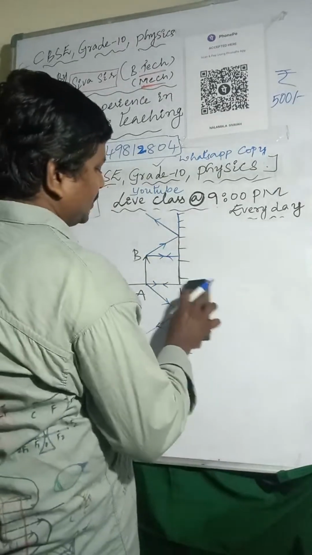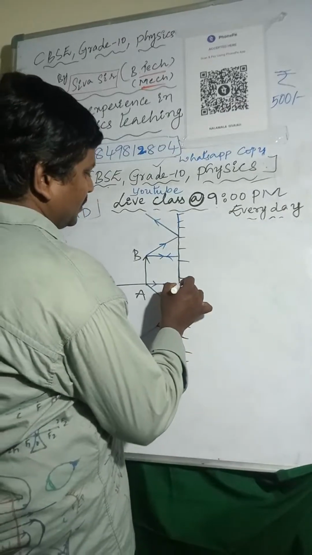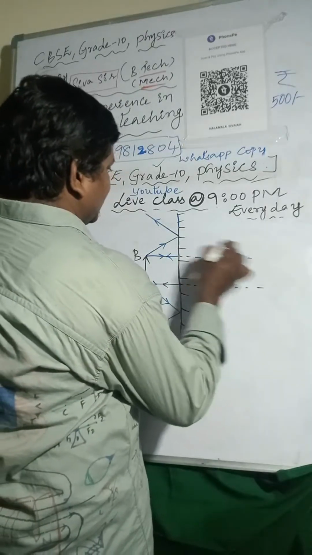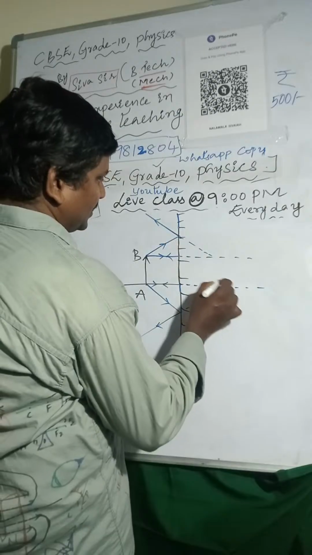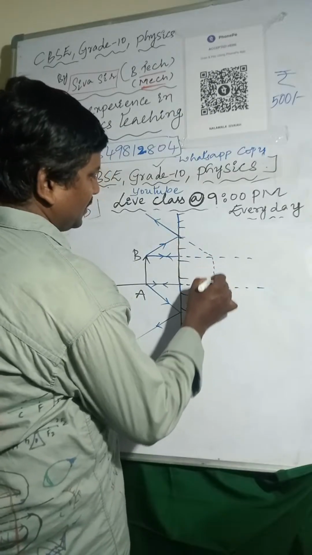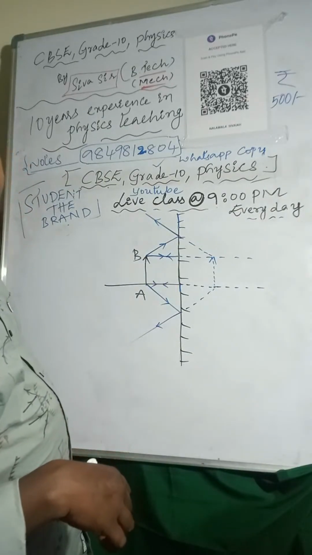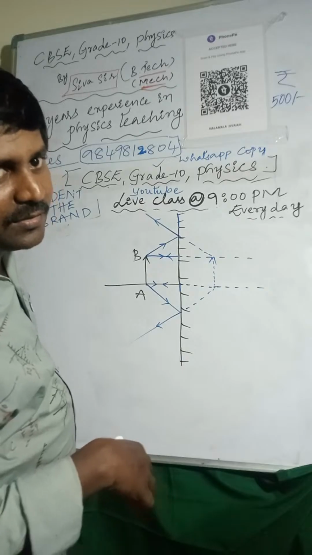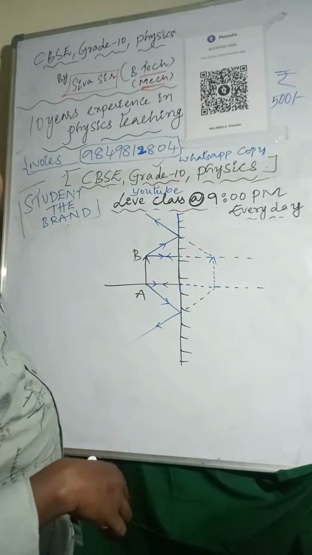Now here, these are dotted lines, and here also dotted lines. Sir, why are you drawing with dotted lines? Because the image is a virtual image.